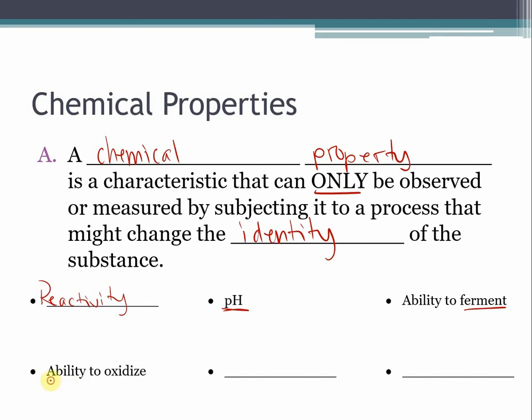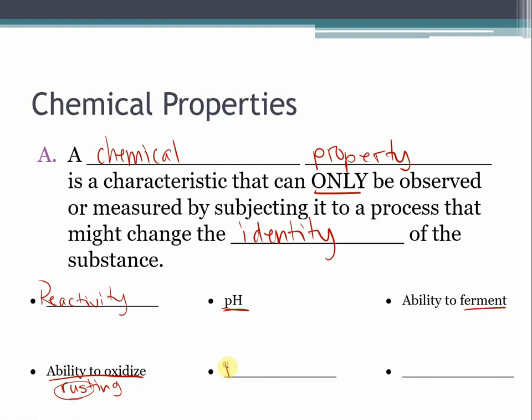Another example is ability to oxidize. And one type of oxidation is rusting. So you might take a piece of iron and you might think to yourself, I wonder if I can oxidize this piece of iron. I wonder if that's a chemical property that it has. The only way to know for sure is to stick it outside in the rain and let it hang out for a while and see if it rusts. But once it's done that, it is not iron anymore. You wouldn't want to use that for the same things you would use a piece of iron for, because you have changed it into rust now. It's not iron. You've changed its identity.